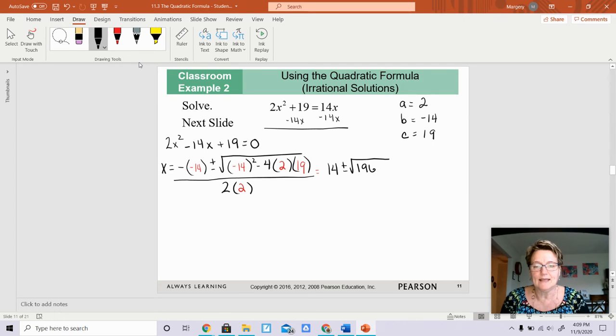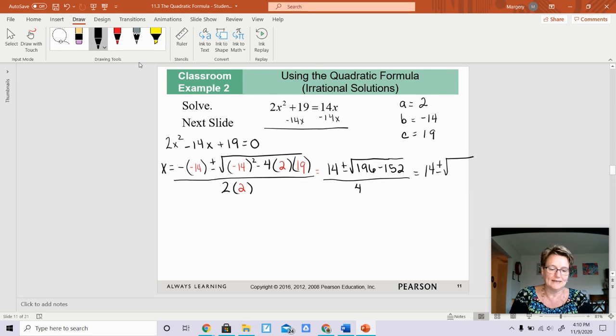Perfect. Now, 4 times 2 times 19 equals a negative 152. Okay? So I'm just going to double check that one more time. 19 times 2 times a negative 4. Yeah, it's a negative 152. And then in the denominator, 2 times 2 is 4. So I end up with 14 plus or minus the square root. Now, I have 196 minus 152, and that gives me a positive 44 all over 4.